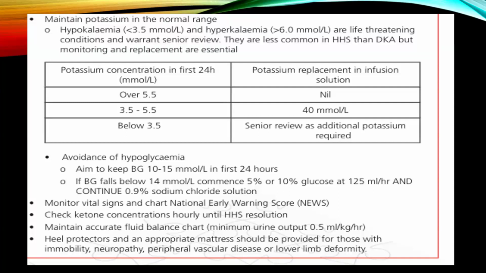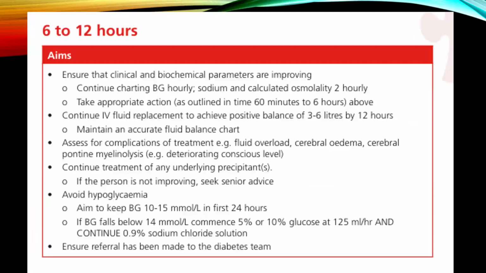Monitor vital signs and chart the National Early Warning Score. Check the ketone concentration hourly until HHS is resolved. Until HHS resolution, maintain an accurate fluid balance chart. Heel protectors and an appropriate mattress should be provided for those with immobility, neuropathy, or peripheral vascular disease.